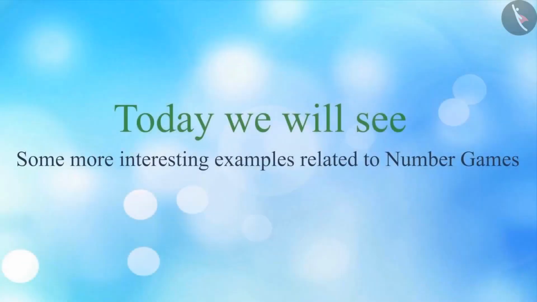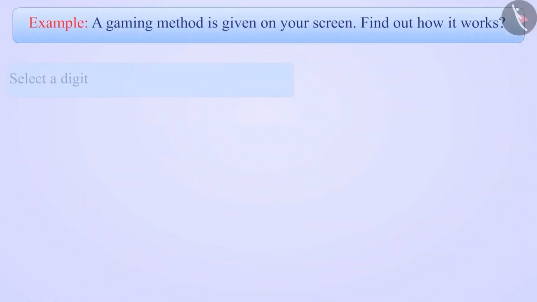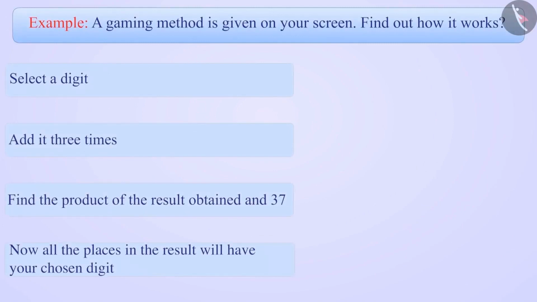Today, we will see some more examples related to number games. Below is the method of a game. Find out how it works. Select a digit, add it 3 times, multiply the result obtained with 37. Now in all the places in the result, you will have your chosen digit.